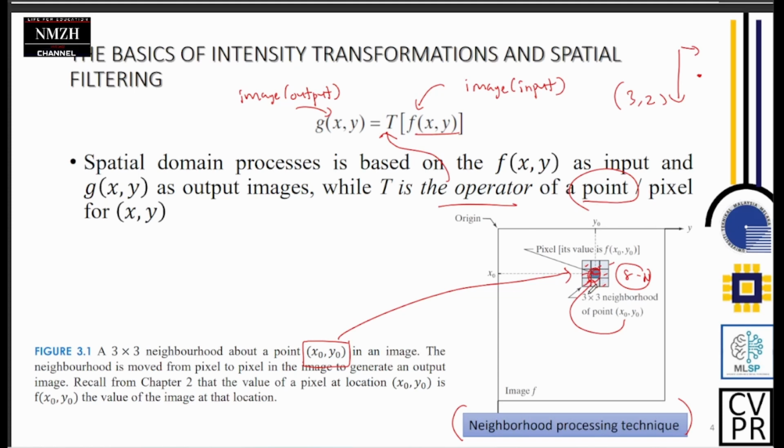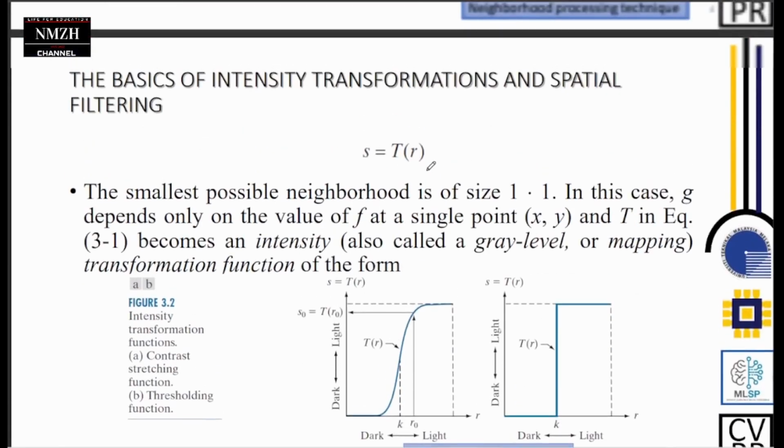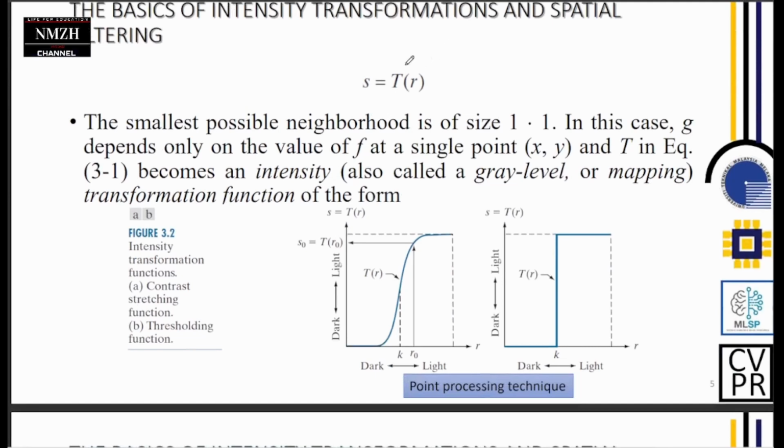Basically, the neighborhood will be moving from the top left corner. Let's say we start from here, it goes like this, and like this, until the end of all the available pixels in that particular image f(x, y). Now we have g(x, y), and this one is f(x, y).